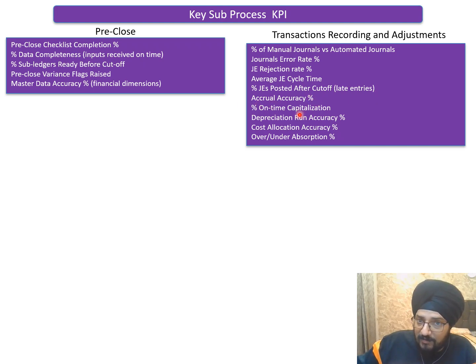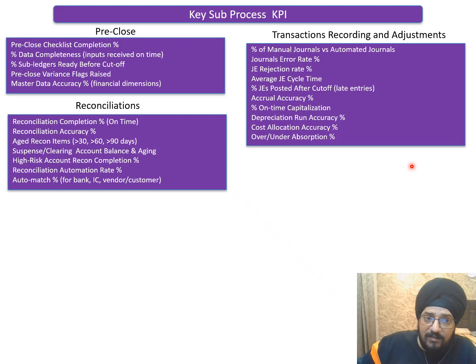Accuracy and accrual accuracy percentage. Percentage of on-time capitalization, depreciation run, cost allocation. Typically, the entire objective of these KPIs is to ensure that the process we are managing has three major objectives. One is the timeliness of completion. Secondly, the effectiveness, and third, obviously, the efficiency and accuracy. Those three need to be taken into consideration to make sure that we are on the right track when we are managing our R2R as a process.